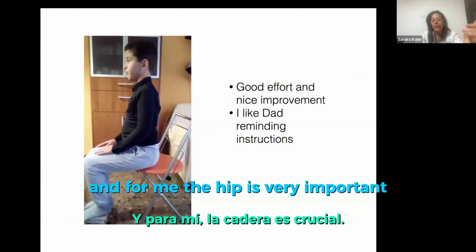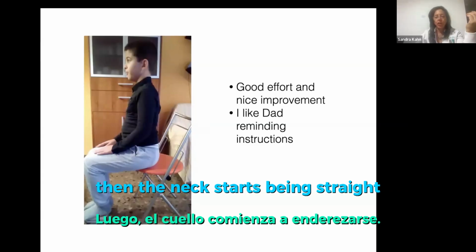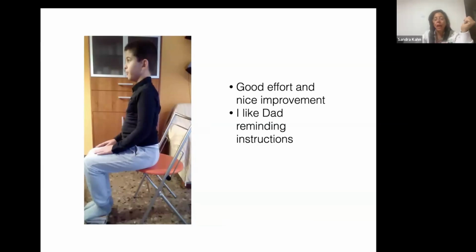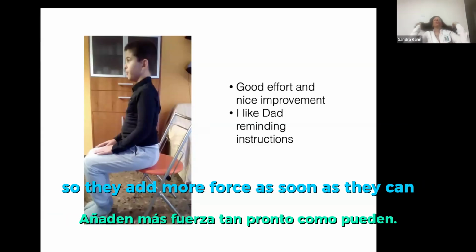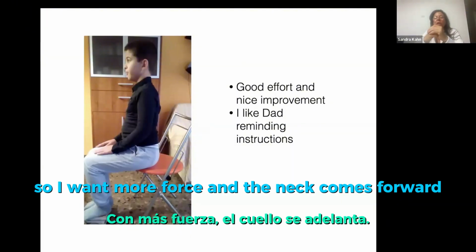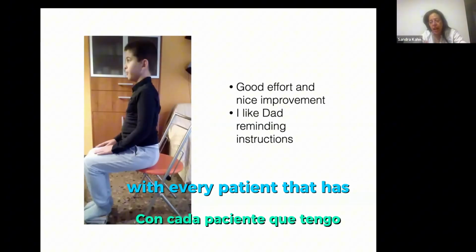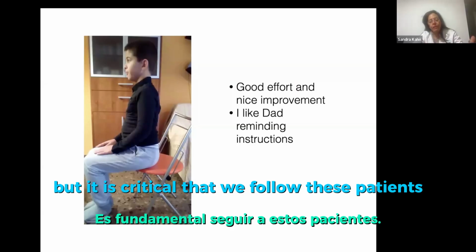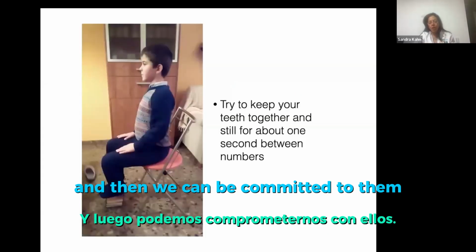And for me, the hip is very important because once you get the hip right, then the neck starts being straight. And the bow will have a tendency to move the neck forward because of the force. And a lot of these patients think the more the better, so they add more force as soon as they can. And they say, well, this doesn't hurt, so I want more force. And the neck comes forward. So we've got to work with GoPex with every patient that's wearing the bow. It's 7 minutes a day, but it is critical that we follow these patients and make sure that they're committed. And then we can be committed to them.